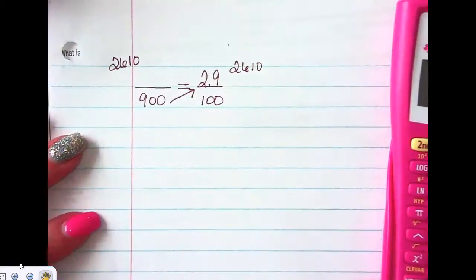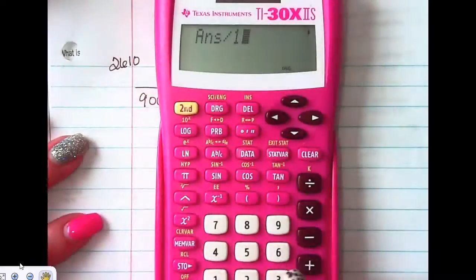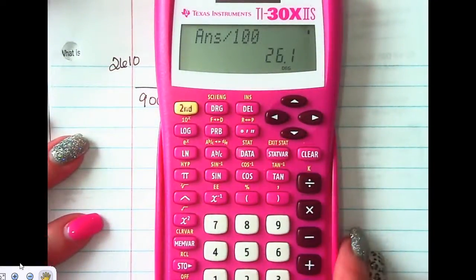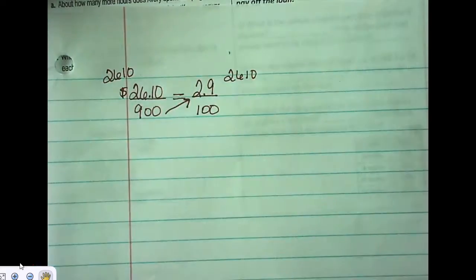What do I need to do now? Divide by 100. And we get $26.10. Is that our answer? Is that the answer for how much interest we're going to owe for 9 months?